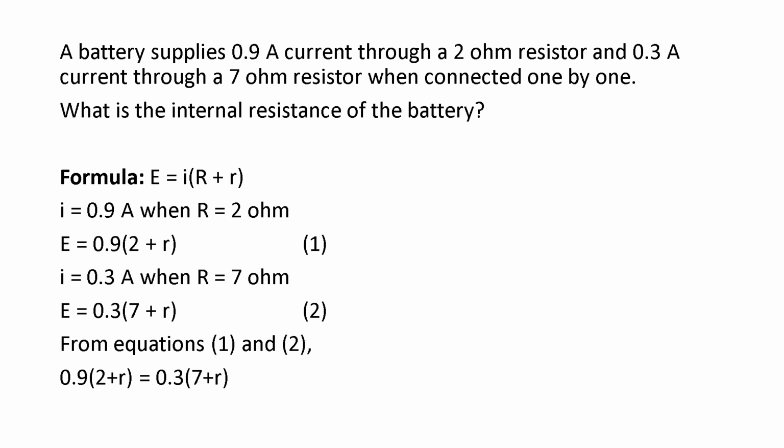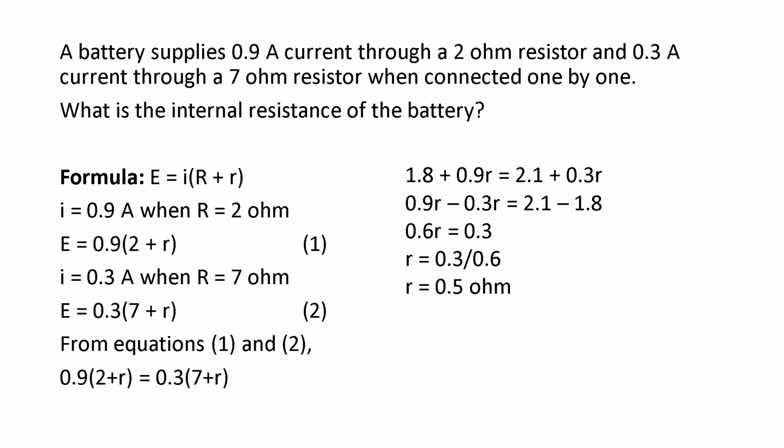In equations 1 and 2, the left hand sides are equal because they are both equal to the EMF of the battery. So the right hand sides also will be equal. This is how we get an equation: 0.9 multiplied by the sum of 2 and r equals 0.3 multiplied by the sum of 7 and r, where r is the internal resistance of the battery.